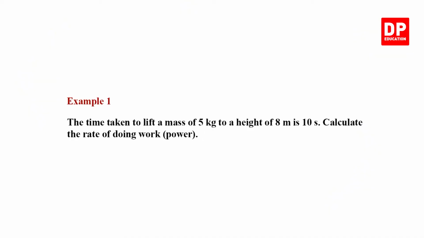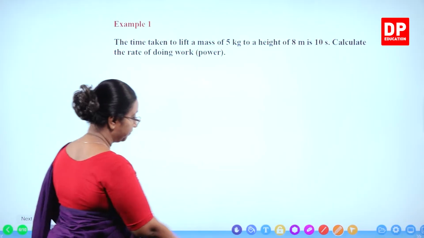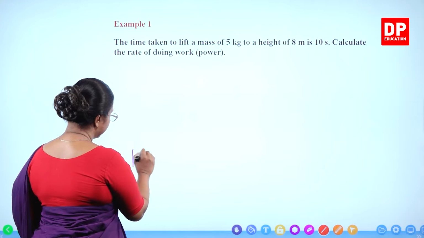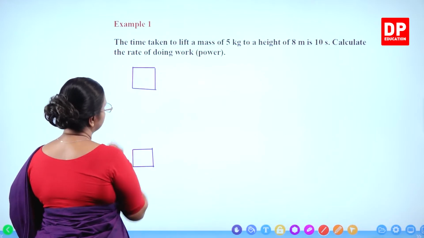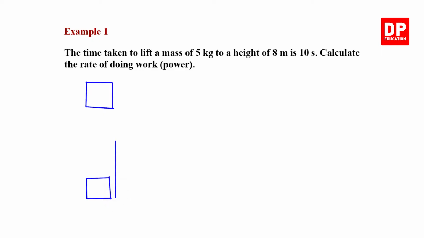Example. The time taken to lift a mass of 5 kg to a height of 8 meters is 10 seconds. Calculate the rate of doing work, that is power. So what is happening here? There is a mass here that is being lifted to a height. So what is the height from here to here? Now let's say this has a mass of 5 kg, and we are lifting it to a height of 8 meters. And for that, it takes 10 seconds.